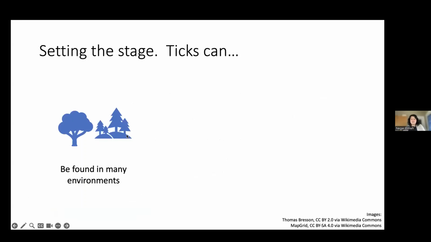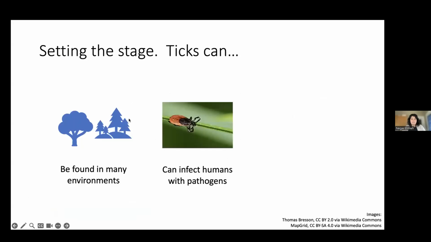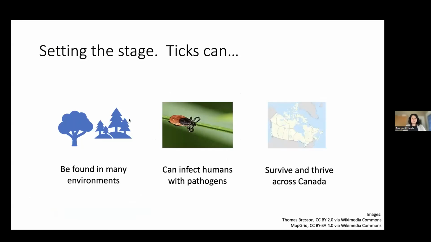And the reason we're here and the reason this project even exists is because ticks are a growing public health concern. That's because they can be found in many environments across Canada. They can infect humans with pathogens causing illness. And due to a combination of climate change, animal migration, deforestation, and land use changes leading to urbanization, they can survive and thrive across Canada, and their range is actually expanding into new environments.